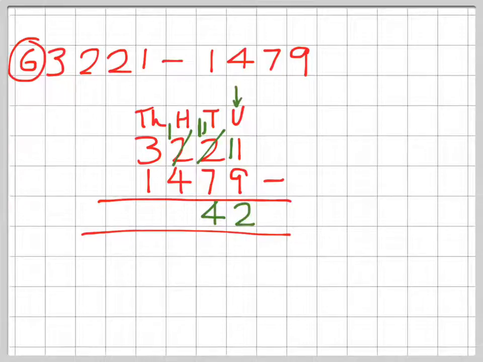1 take 4 we can't do in the hundreds, so in the thousands we take 1,000 away. We swap that 1,000 for 10 hundreds, which will give us 11 in the hundreds column. 11 take 4 is 7. And then over to the thousands, it's now 2 take away 1 is 1. So the answer is 1,742. Practice those over and over again if you find them challenging, and watch the videos to help you.